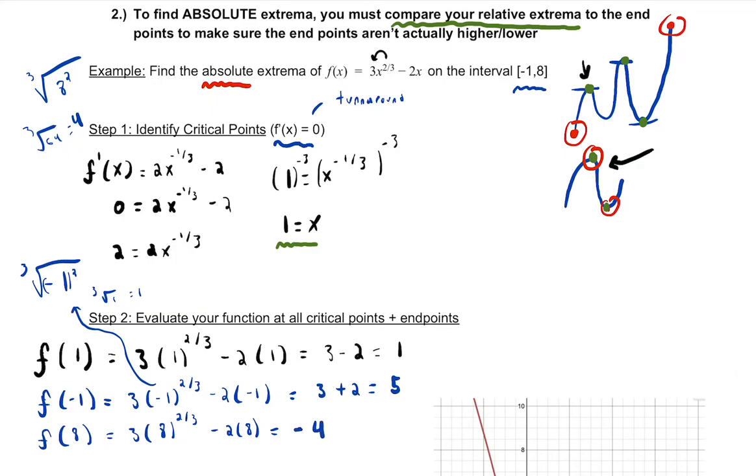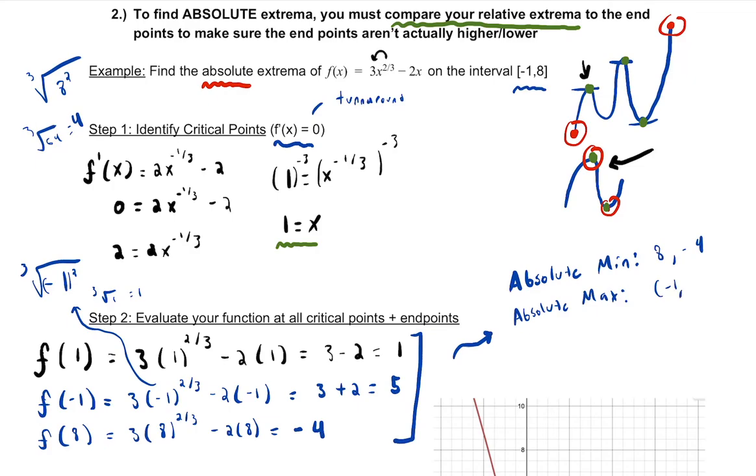And so if I look at these, again, I've got the graph here, so we're going to see it in a second. I know these are the only possible values for my relative extrema, because either it's one of the endpoints or it's one of my turnaround points. So I just have to pick the highest and the lowest. We have the absolute min is going to be at 8, negative 4. I know my absolute max is going to be at negative 1, 5.